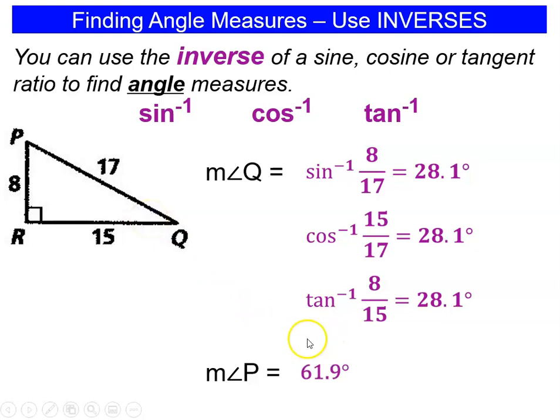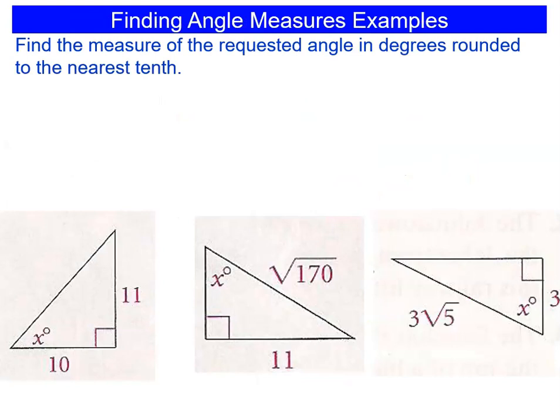Subtract them from 180 and you get 61.9. So I may be asking you in the Do Now Exit ticket today to find angle P based on the 3 trig functions. All right, so that is finding or using inverses to get angle measures in triangles. So let's try 3 together.